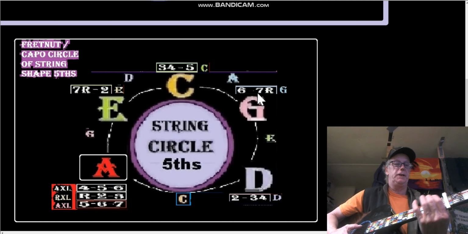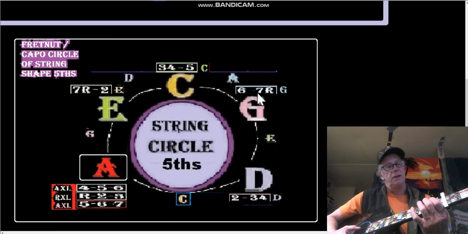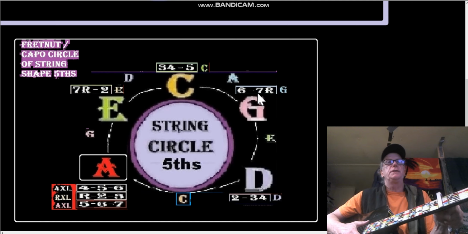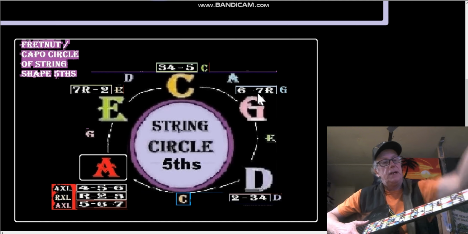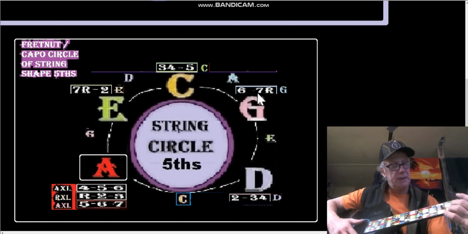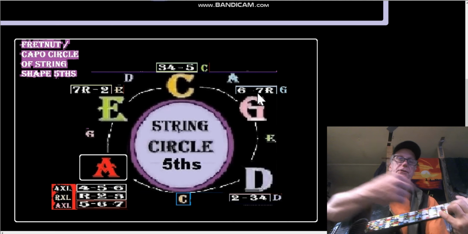Alright, so we go C, that's the bottom string of the C cage, C-shaped position. Then G, bottom string of the G position, and then D, which is the bottom string of the D position. Where's the D position? It's down here on my guitar because I'm down tuned, so I can go from C to D.